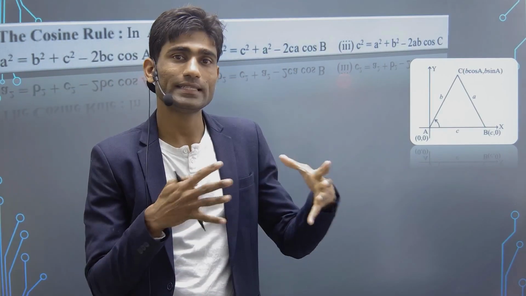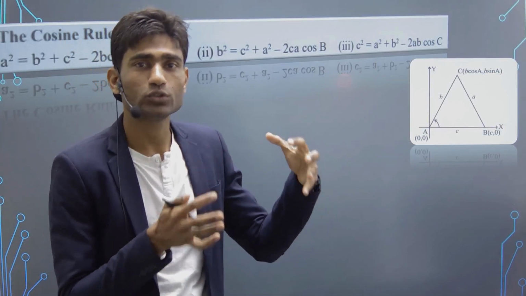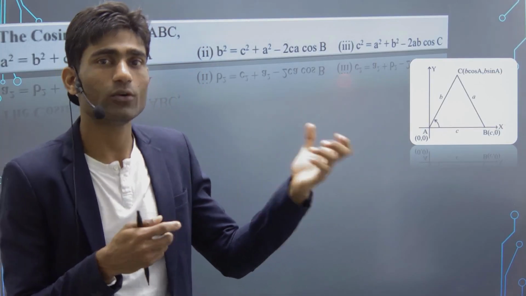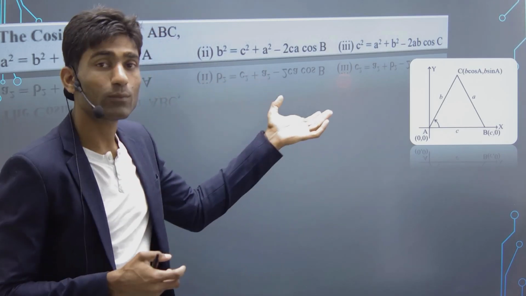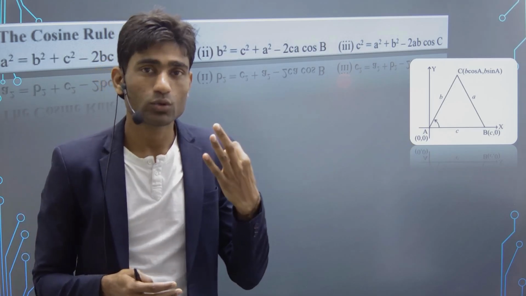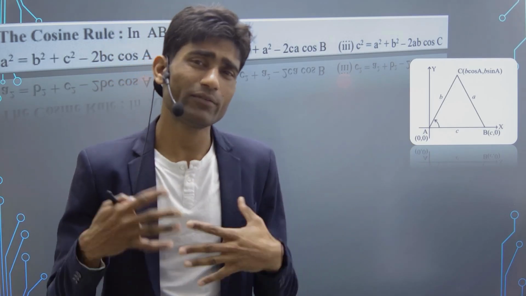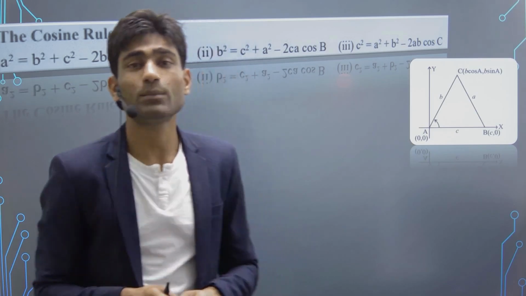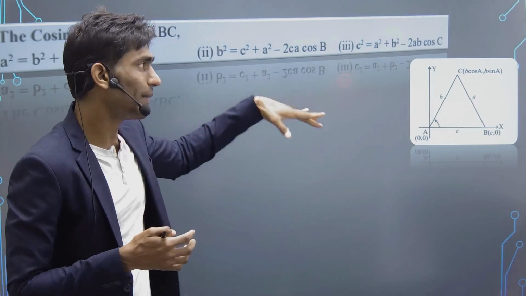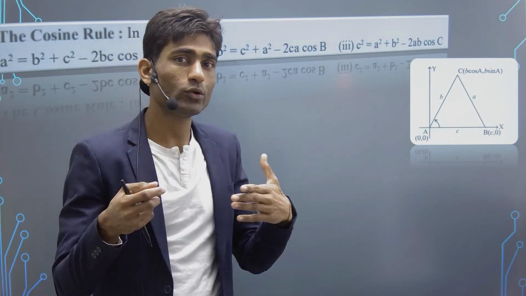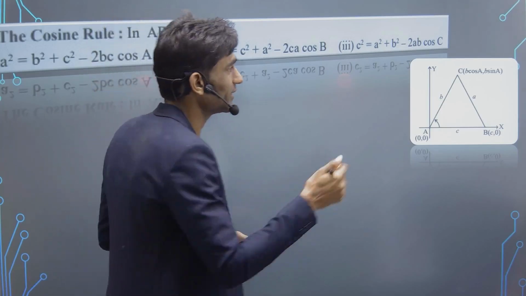This is a very important topic for your board exam. If we see previous year question papers, you can easily see these types of questions in your board exam. The proof of the cosine rule may come for 3 or 4 marks, and even if the proof does not come, you will get a question based on the cosine rule. Before I start the cosine rule, I want to explain some basic concepts which we need here. So let's get started.